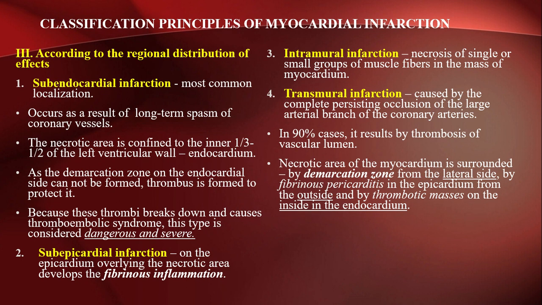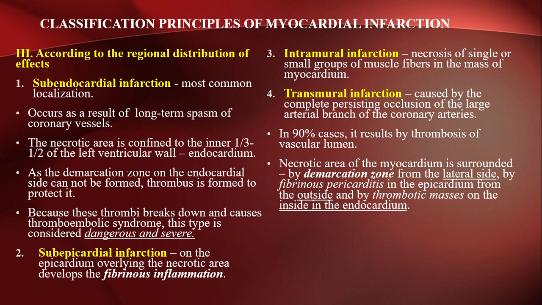Third, classification according to the regional distribution of effects. We classify four types of infarction. Subendocardial infarction, the most common localization, occurs as a result of long-term spasm of coronary vessels. The necrotic area is confined to the inner one-third or half of the left ventricular wall, the endocardium. As the demarcation zone on the endocardial side cannot be formed, thrombus is formed to protect it. Because this thrombus breaks down and causes thromboembolic syndrome, this type is considered dangerous and severe.